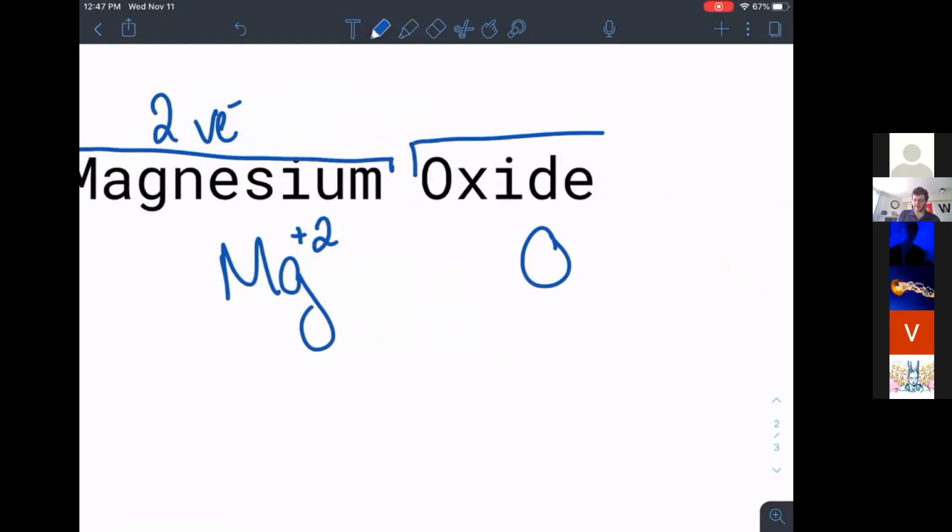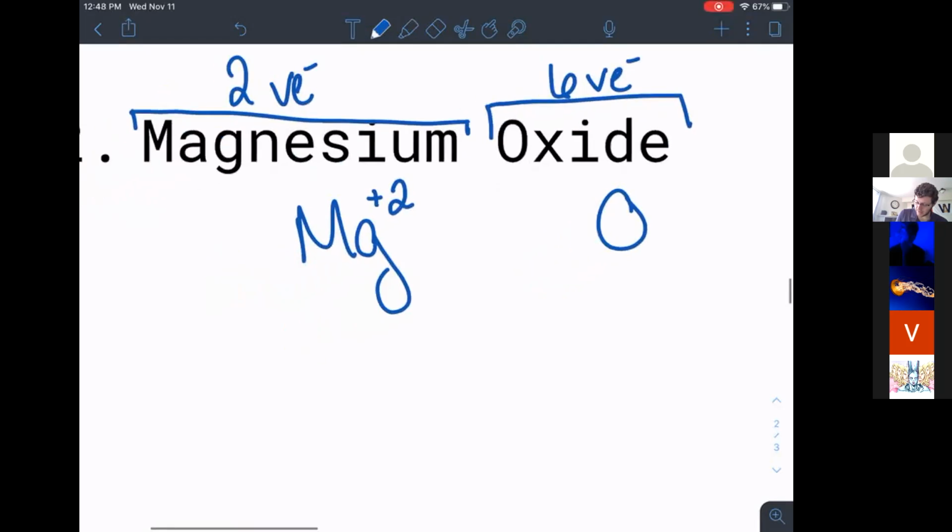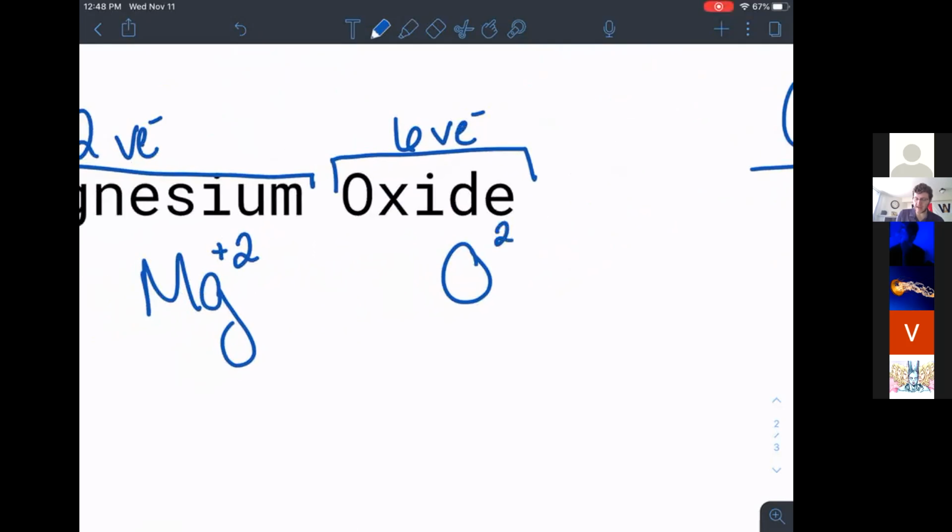And oxygen, how many valence electrons does oxygen normally have? 6. It has 6 valence electrons. How many is it going to gain or lose to have its full 8 valence electrons? It's going to gain 2 electrons. And if it gains 2 electrons, does that make it a positive or negative 2? Negative 2. All right.